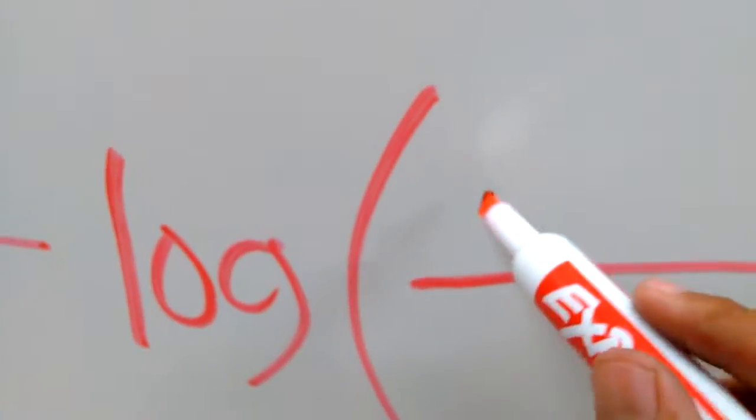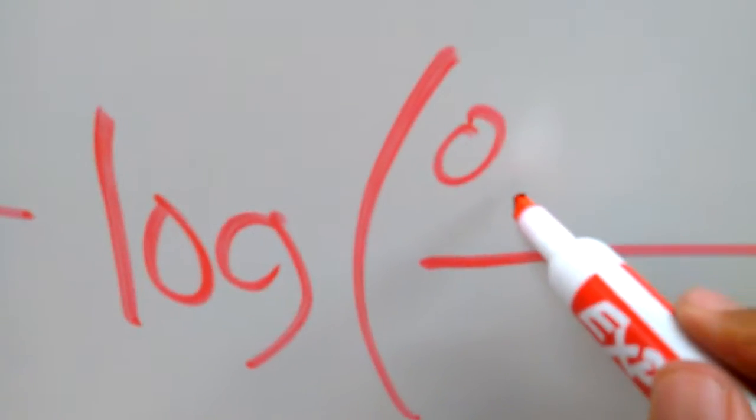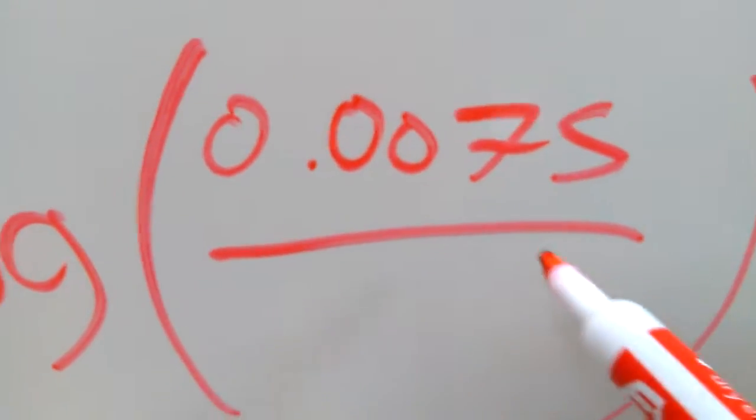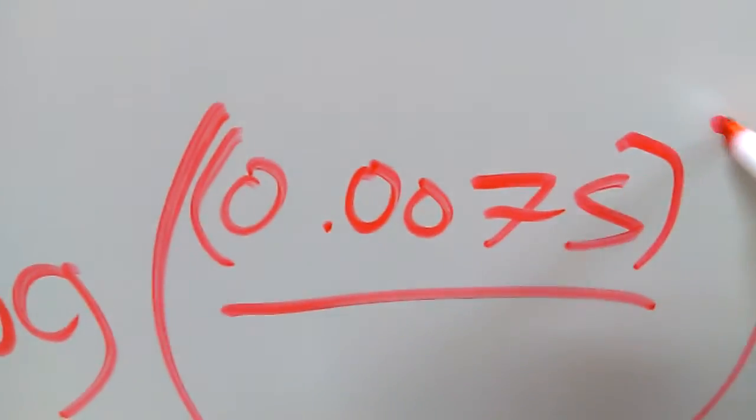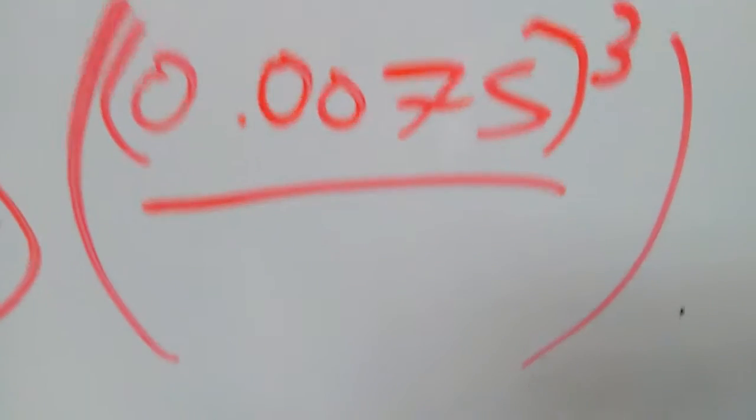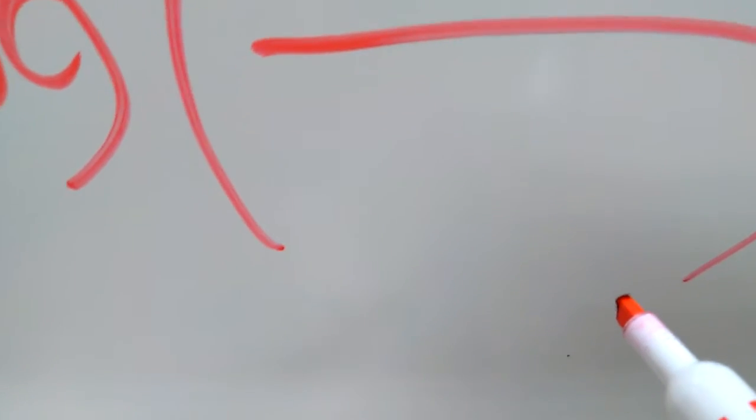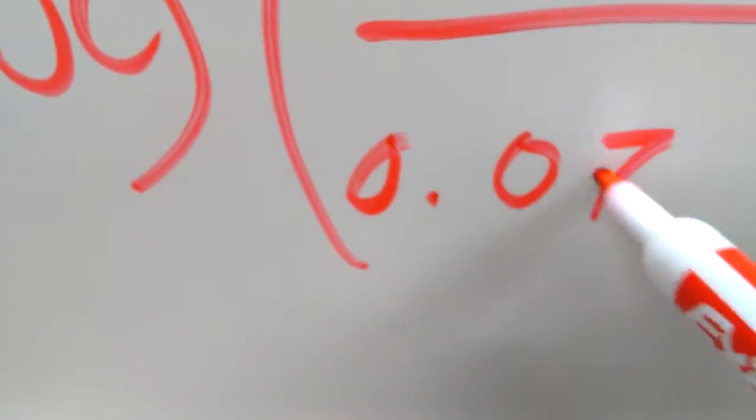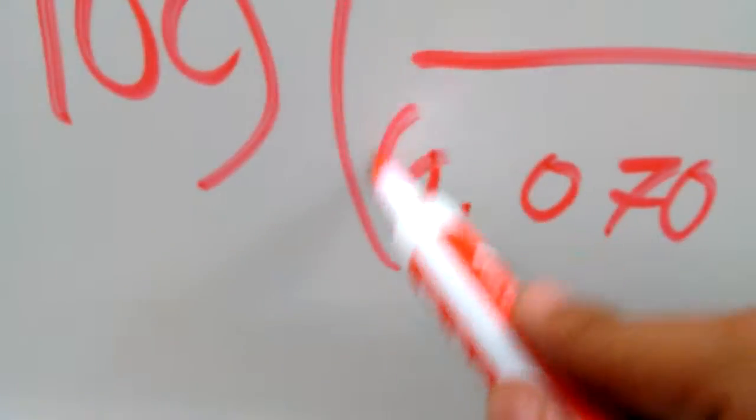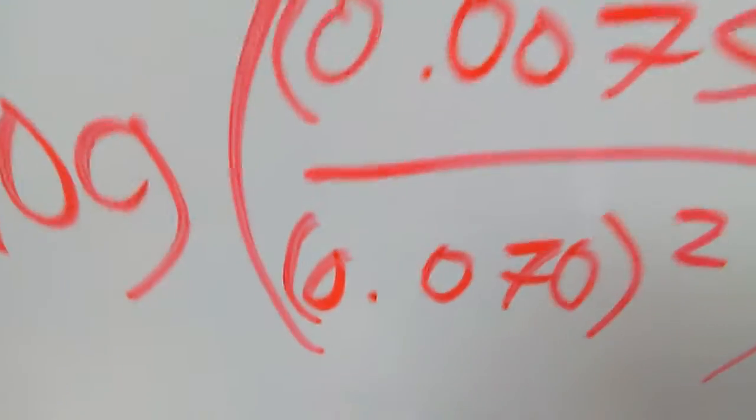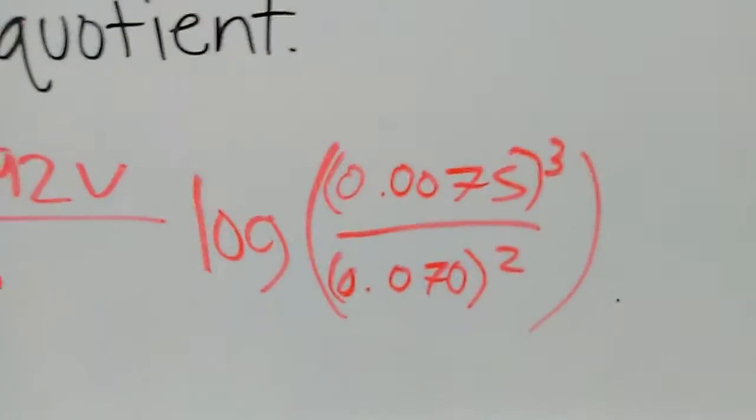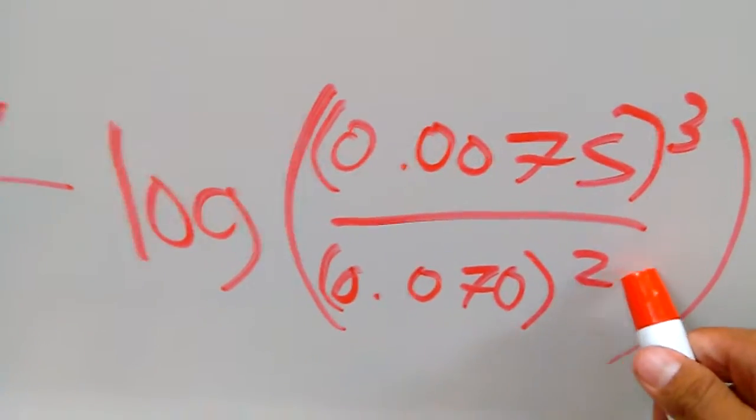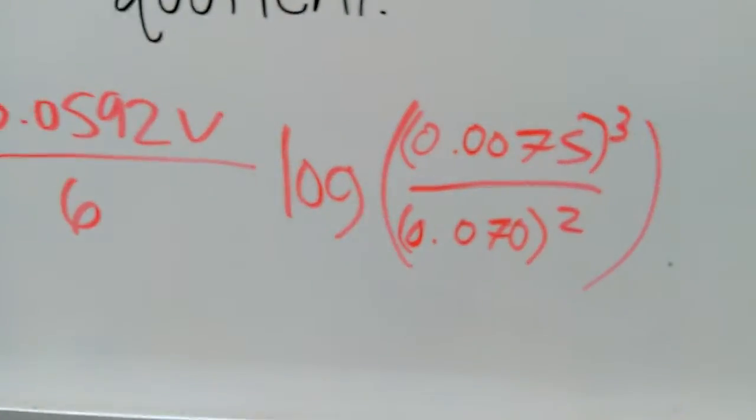So here you will put 0.0075, and then this is going to be cubed, because remember that coefficient that was in front of it. And then also you're going to have 0.070, and this one you're going to square. So make sure that you do put your exponents here.